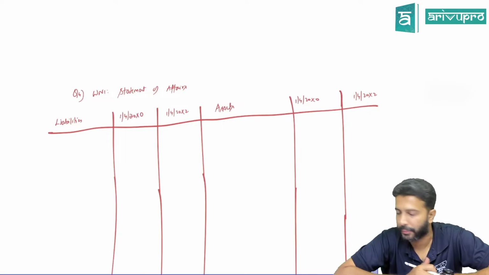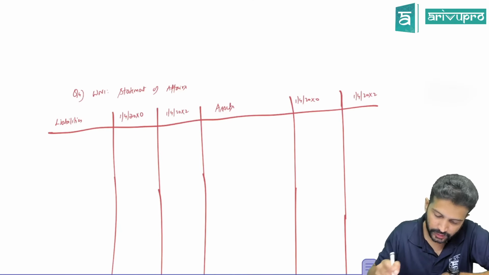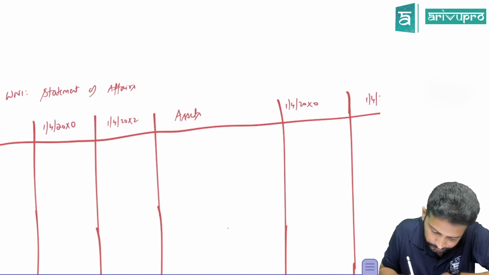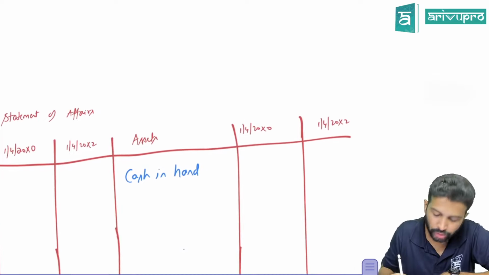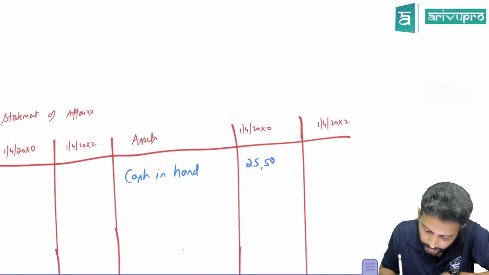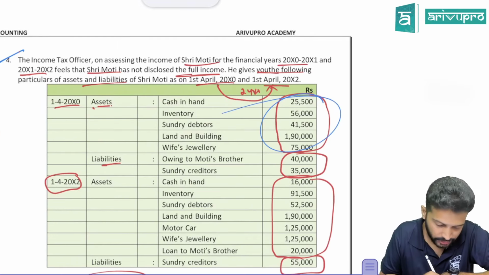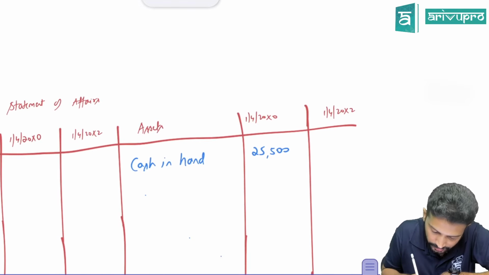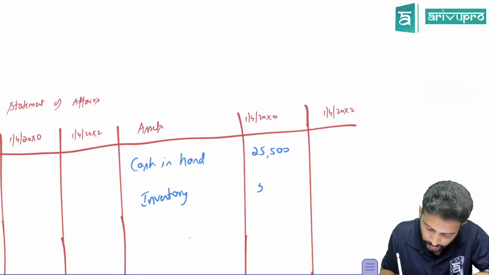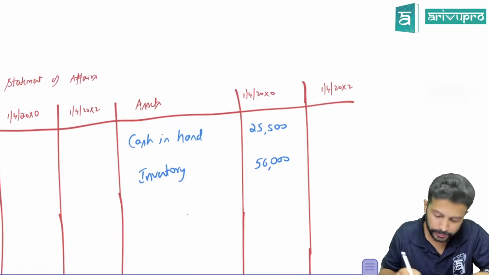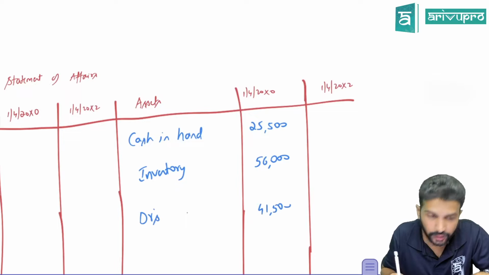Can we get started, everyone? Okay, one by one, let's plug in the data. First, we'll do the asset side. First, cash in hand. How much is 1st April 20x0 value? 25,500. I'm filling out this data first, and then we have inventory, and inventory's value is 56,000, and then we have debtors for 41,500.